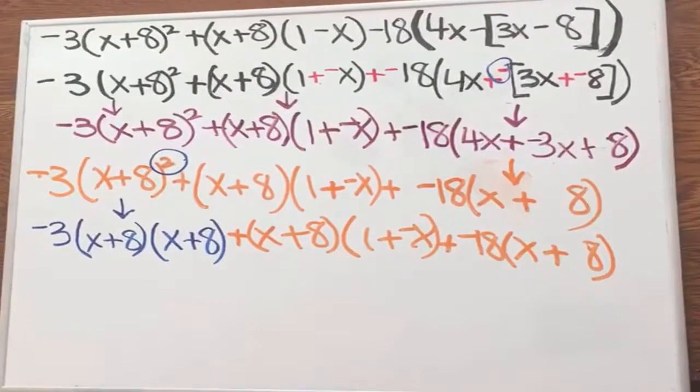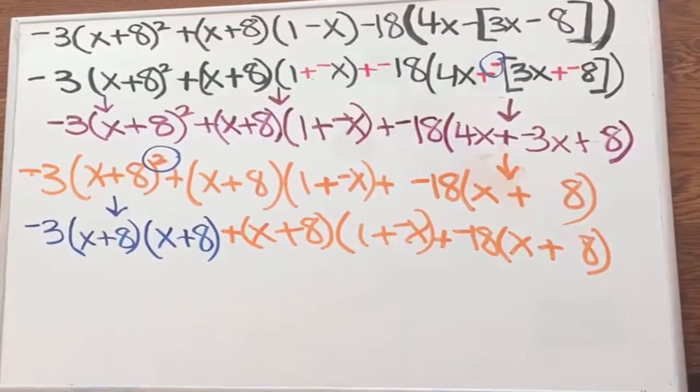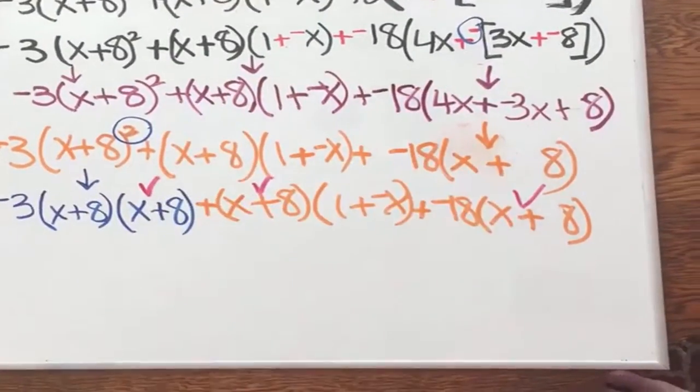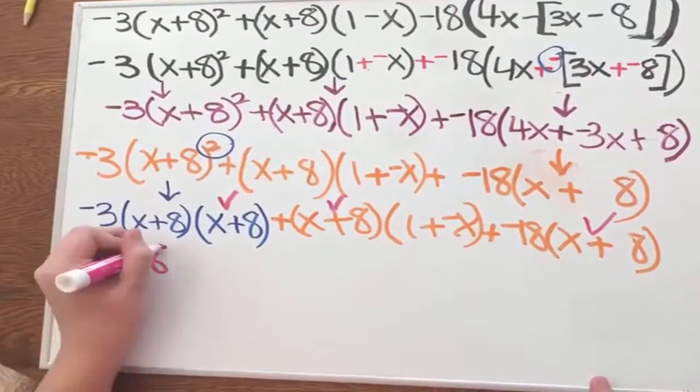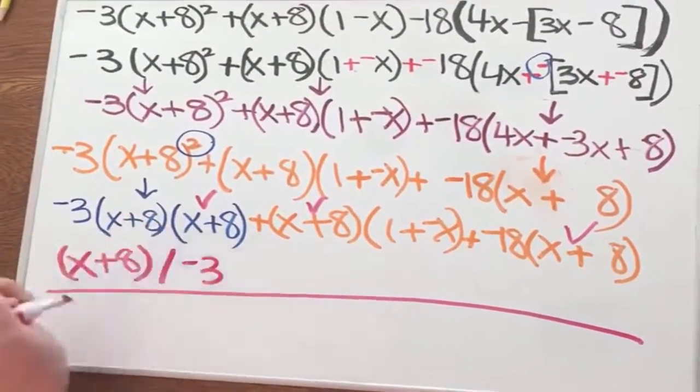Then I realized I hadn't changed the negative 8 into just positive 8, so I fixed that and continued. Next, I found the common factor (x plus 8) and combined all the leftovers into one group.